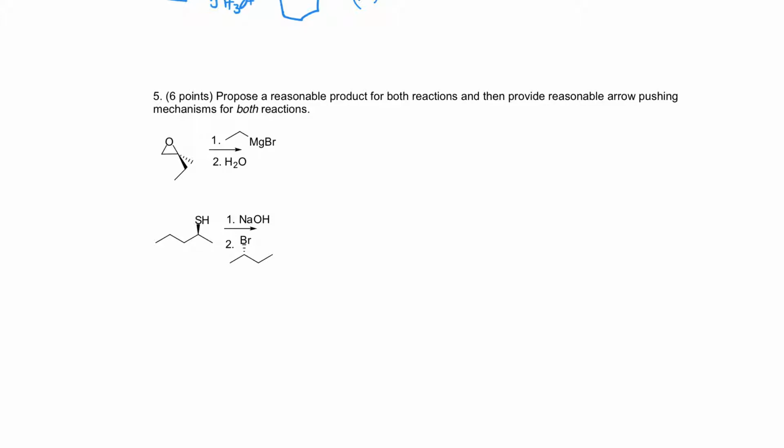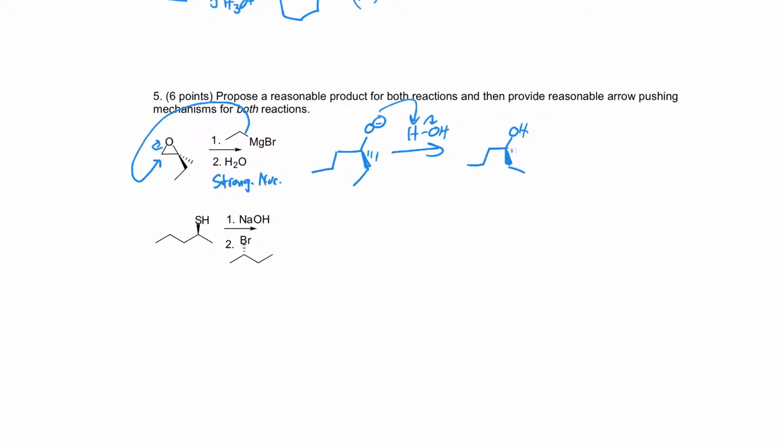So since we use the arrow pushing mechanism to solve for the product, we might as well just start with that. This is strong nucleophilic conditions or basic conditions. So we're going to open the epoxide using our Grignard nucleophile from the less substituted side. So there's my new ethyl group, and then of course work up with water or mild acid, either one will work, gives us the protonated alcohol, or the product, the alcohol product.